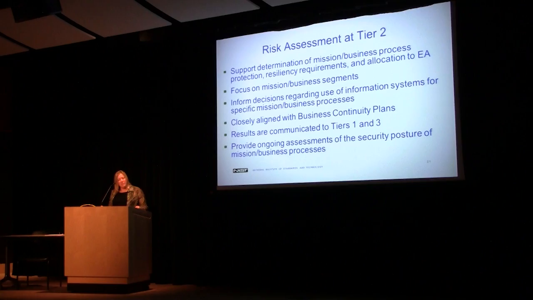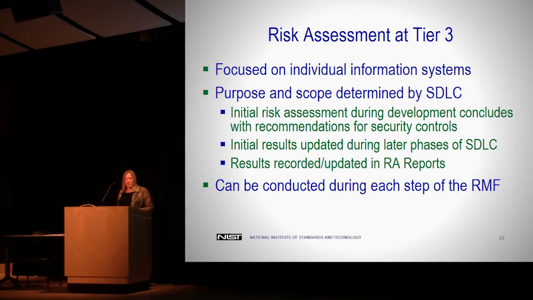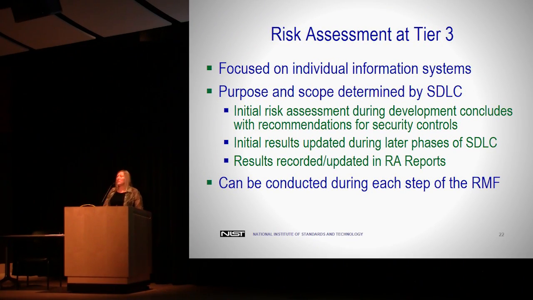So that's Tier 2. And then of course at Tier 3, we're focused on our individual systems. We're looking at the system development life cycle. Depending on what phase of the life cycle we're in is going to depend on what we do with the risk assessment. So, and this is different than the steps in the risk management framework that we saw at the beginning. The system development life cycle is a different process. But again, in 37, we do tie them both together.